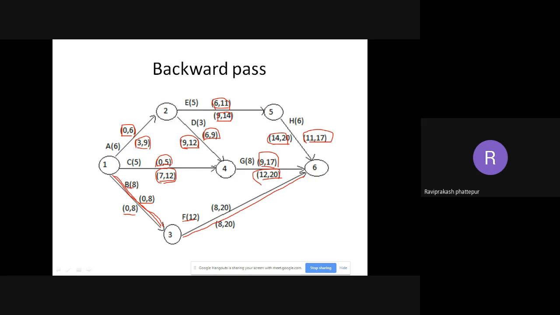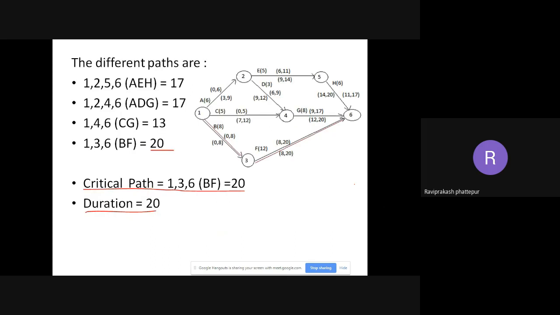That is 1, 3, 6 or activities B and F. Notes 1, 3, 6 represent the critical path. Now coming here, there are different paths. That is 1, 2, 5, 6. That is AEH. When you add the durations, I'm getting 17. So 1, 2, 4, 6 is one more, and that is ADG activities. And when you add the durations, 17. 1, 4, 6 is one more, which is giving you CG, which is equal to 13. Then 1, 3, 6, that is the activities BF, which is equal to 20. And the highest one is 20, and this represents the duration 20, and the critical path is 136 or BF.